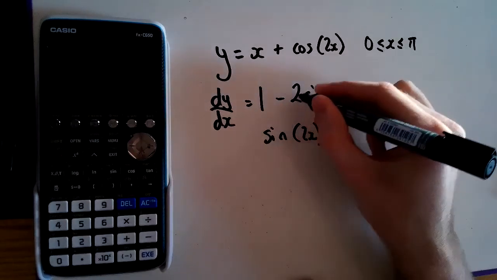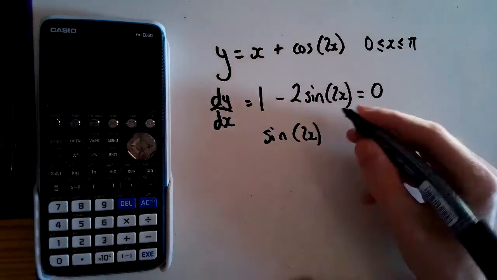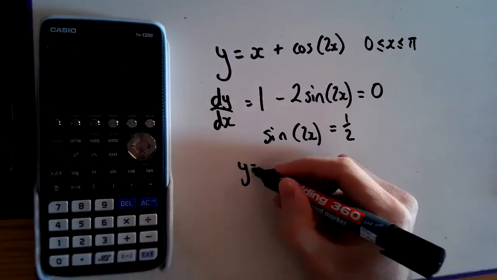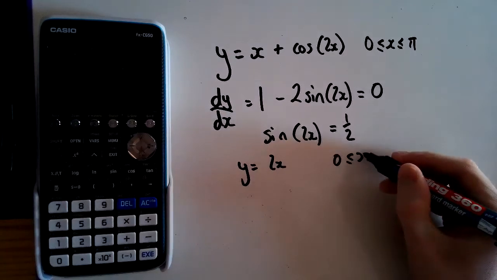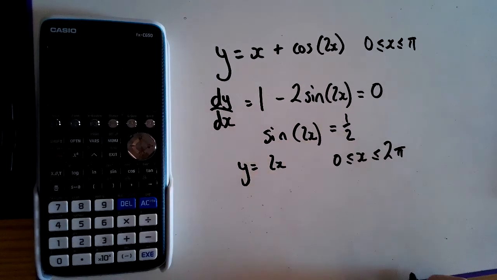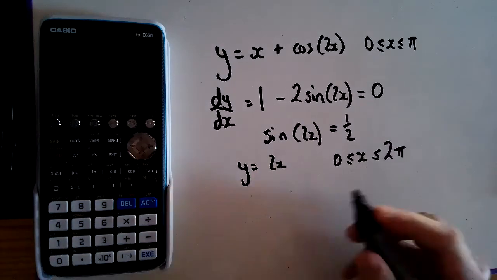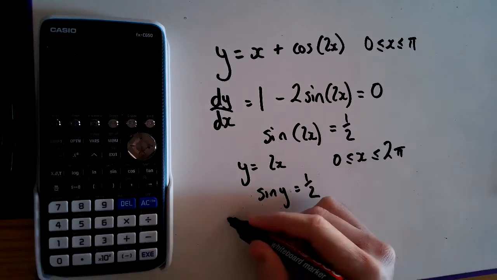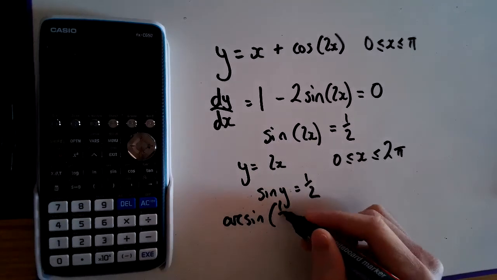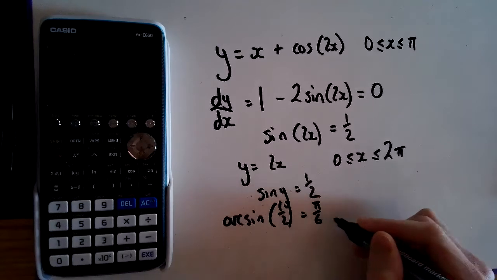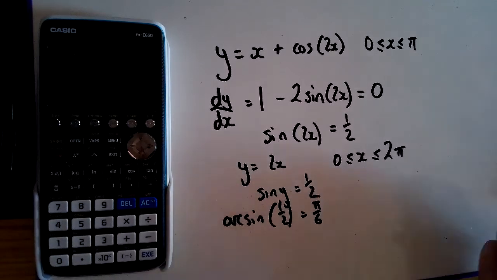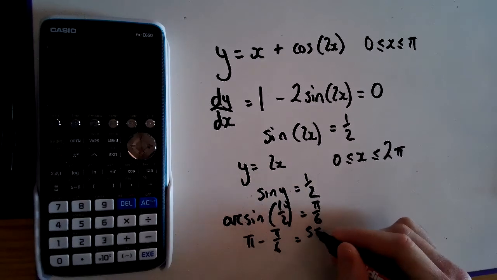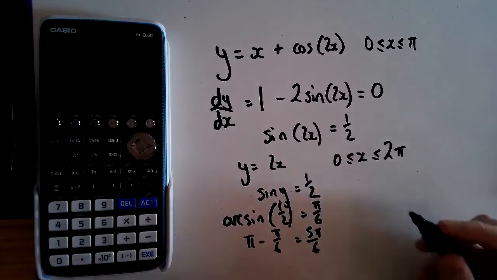So to solve that, I'm going to get sine 2x. I'm going to take the minus 2 sine x to the side and then divide by 2, so it equals a half. I'm going to change that to y. So I've changed the range. Then I just solve sine y equals a half. So do arc sine of a half, and that gives you pi over 6. And then do 180 take away, so pi take away pi over 6 is 5 pi over 6. And that's what y is.